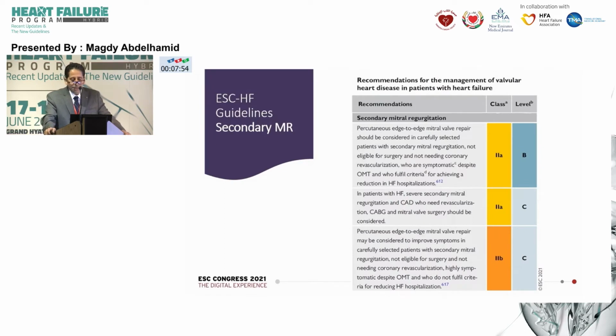And the guidelines recommend that percutaneous edge-to-edge repair should be considered in carefully selected patients with secondary mitral regurgitation, not eligible for revascularization, who are symptomatic despite optimal medical treatment, and who fulfill criteria for achieving a reduction in heart failure hospitalization. This is a class 2A recommendation. Class 2B, if patients are not fulfilling the COAPT criteria, in which the end-systolic diameter is less than 70 millimeters and pulmonary pressure less than 70 millimeters of mercury, so it's class 2B in such situations.